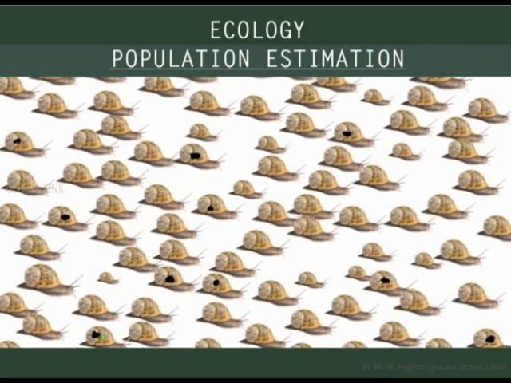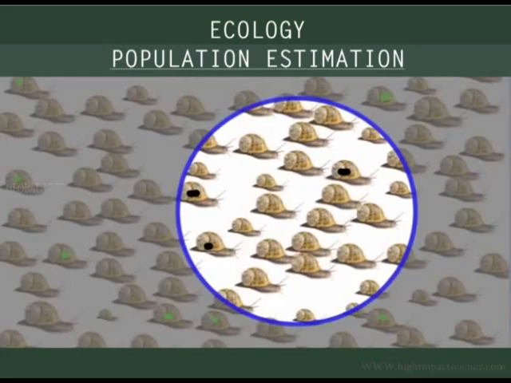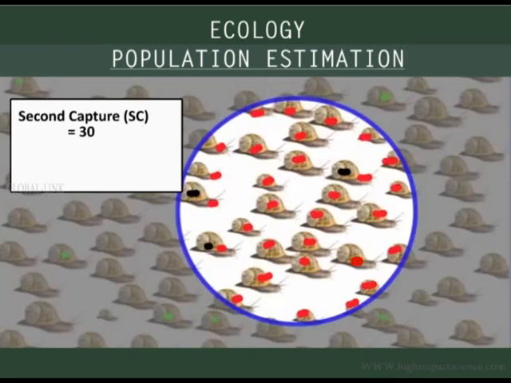And then we return and recapture another sample, not necessarily 13. So this time we count the total number. We mark all of them red. And so we have a total of 30 snails in the second capture. Out of these, 3 snails bear the black mark. They had been captured in the first capture.